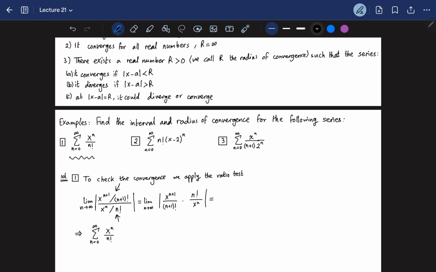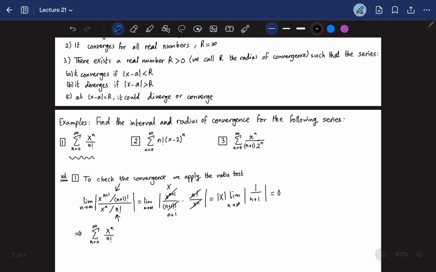Now let's simplify. If we divide by x to the n, that's 1. If we divide by x to the n, I get x. Since this limit does not depend on x, I can take x with the absolute value outside of my limit. The n factorial cancels out, and I get 1 over n plus 1 as n goes to infinity. Now if we solve the limit, this is just going to be 0.